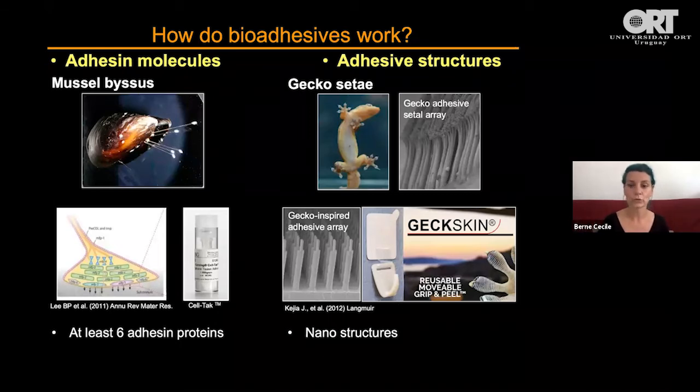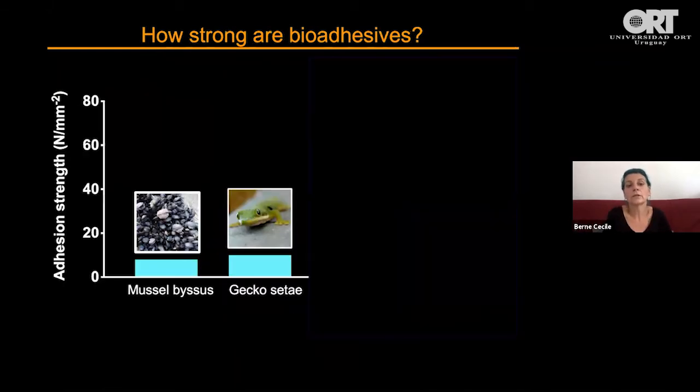So you are going to tell me, okay, we've got those bioadhesives, they're already characterized, so why do we care about finding new ones if we already have what we need? Well, actually, there are problems with those adhesives: they are not really sticky. If you look at the adhesion strength of both the mussel and the gecko, you can see it's around 10, 15.